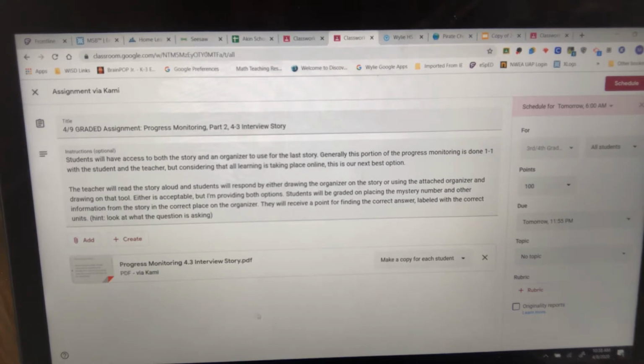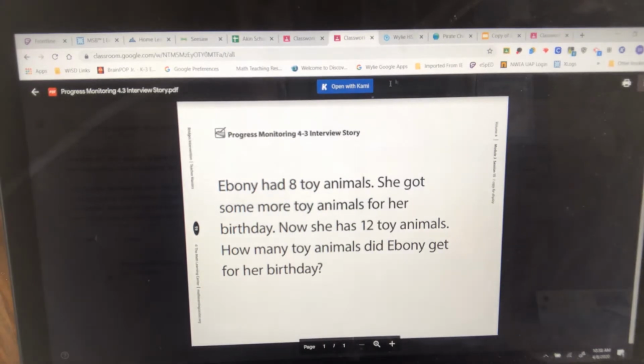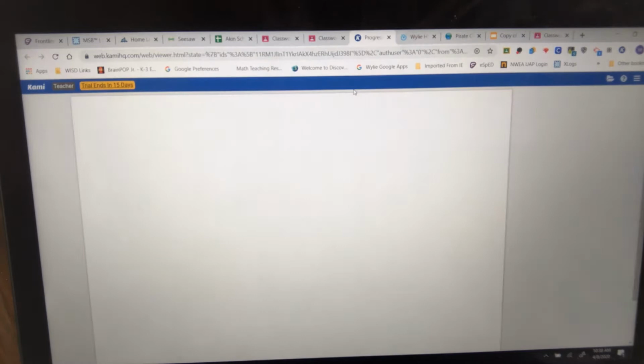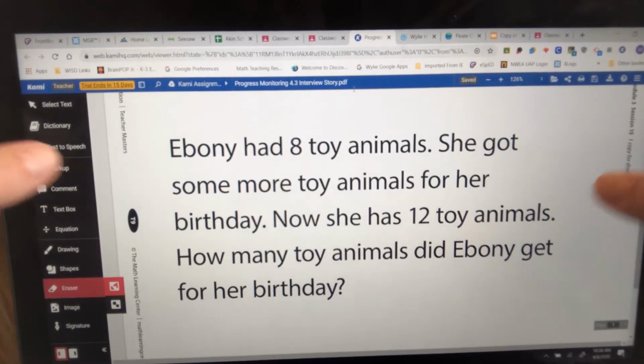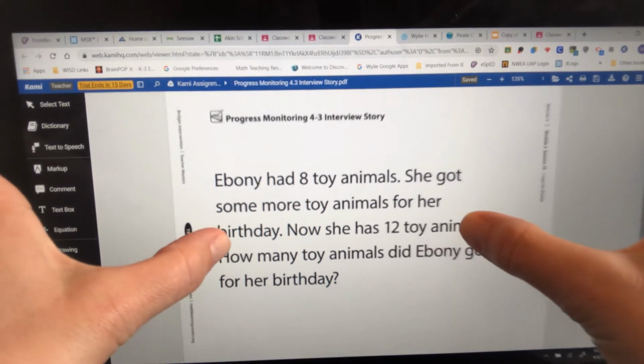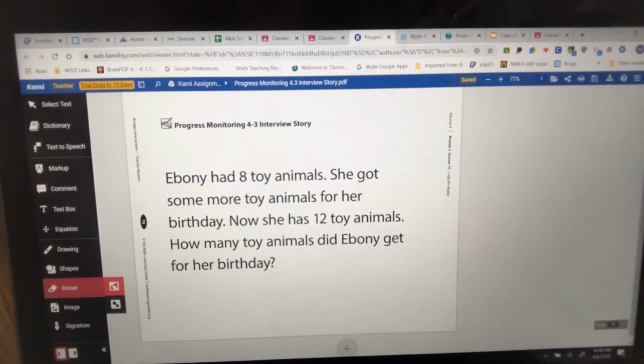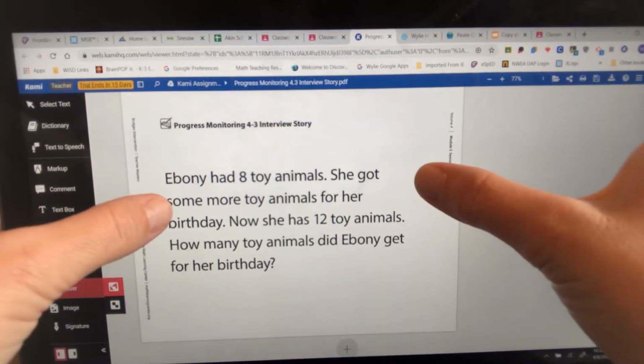So as you get into this assignment, you're going to click on the interview story. You're going to open it with Kami, and I'm going to do the reading. I'm going to mark on the paper today, and I'm going to kind of zoom out so you can see the paper as a whole. The only part of this that's going to be different is that you're not going to get a chance to do your out loud explaining, but I'm still going to make it worth 4 points. And so here's what I'm looking for.